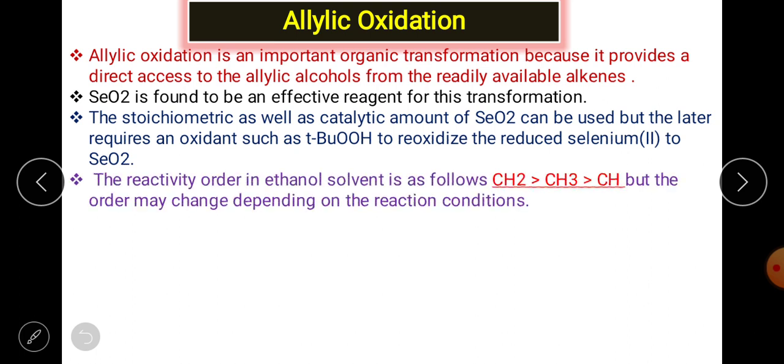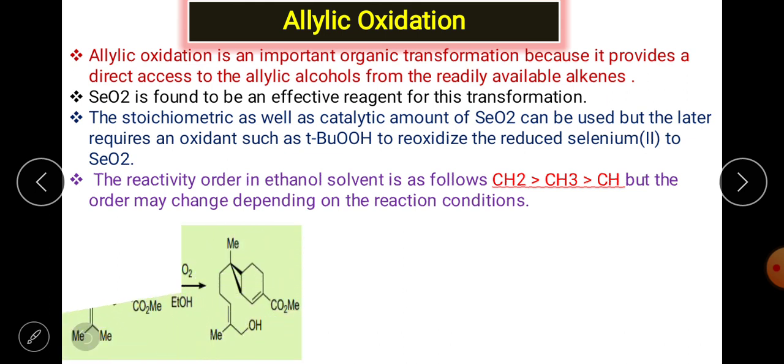The reactivity order in ethanol solvent is as follows: CH2 first, then CH3, then after that CH3. Okay, so it may change according to the conditions. This is the example mentioned here. This is an allylic position. This olefin undergoes the oxidation, and it will be converted to the hydroxyl group.